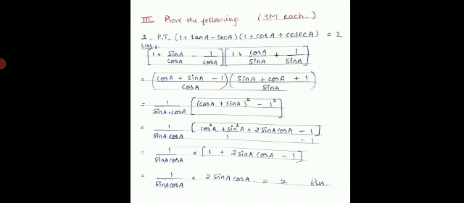Now in the next step, open the bracket and write the last term as it is, that is 2 into sin A into cos A. So numerator terms and denominator terms are the same, they will get cancelled. Then you will be left with 2, which is the required answer.